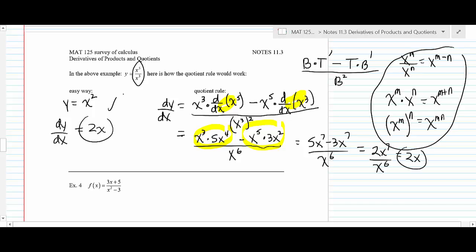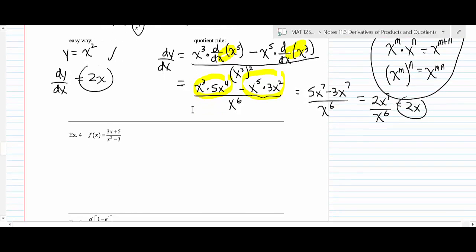So obviously this problem's a heck of a lot easier to do the first way, but the quotient rule would work like that. And then the rest of these examples, you're going to have to use the quotient rule on. Tell me if you follow what I'm doing with the quotient rule and all the algebra. All right, let's work out some quotient rule and see if we can do this. I'll do a couple of them and then let you try to do one.